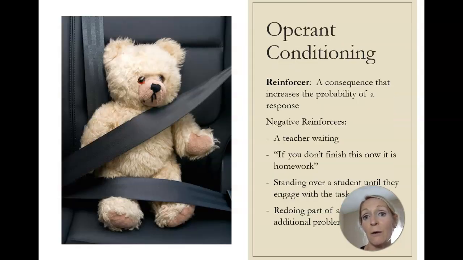Continuing with operant conditioning, we also have negative reinforcers. So again, reinforcers, we're trying to increase the probability of a response or a behavior. So a negative reinforcer is actually when the student wants something to go away. So they will do something so that whatever's in the environment will stop. And I have this little bear with a seatbelt on because what happens when you drive in your car and you don't have your seatbelt on?